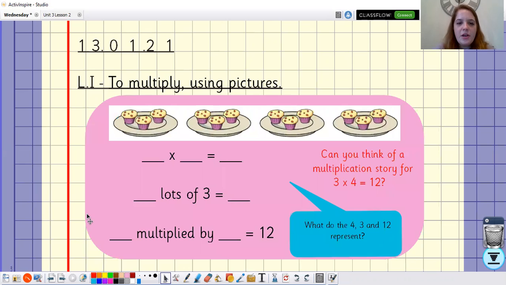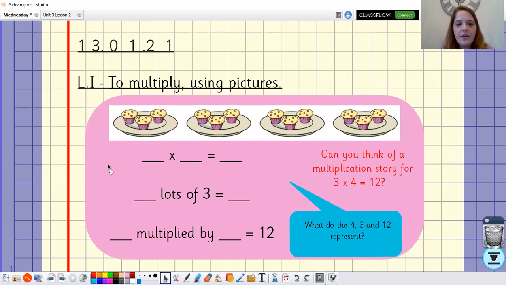Okay, so as you can see, we've got a picture on the screen here. We've got some groups and we've got some cupcakes. So we've got some plates, which are our groups, and some cupcakes, which are how many in each group. So the first thing you need to think about is how many groups do we have and how many are there in each group?